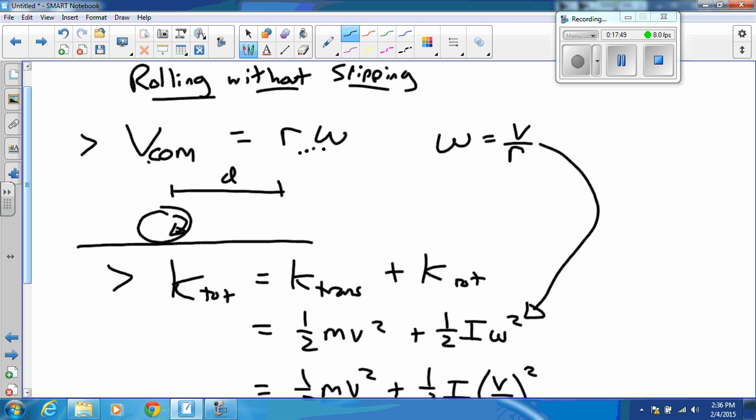So omega is only v over r when you're talking about rolling without slipping, right. If you're rolling with slipping, for example, if your tires are in snow and they're spinning, then your omega is going to be greater than v over r. And if you are kind of dragging, so that you're sort of skidding along, then your omega will be less than v over r. But if your wheels are actually grabbing it, going with it, rolling with it, then your omega must be equal to v over r.